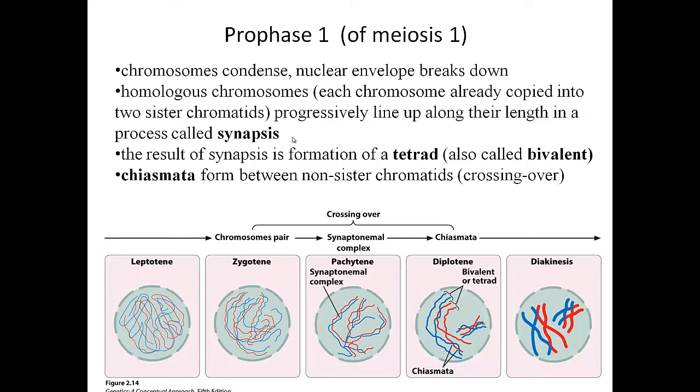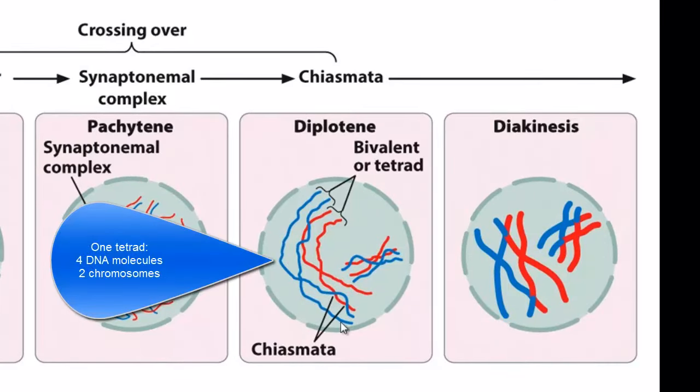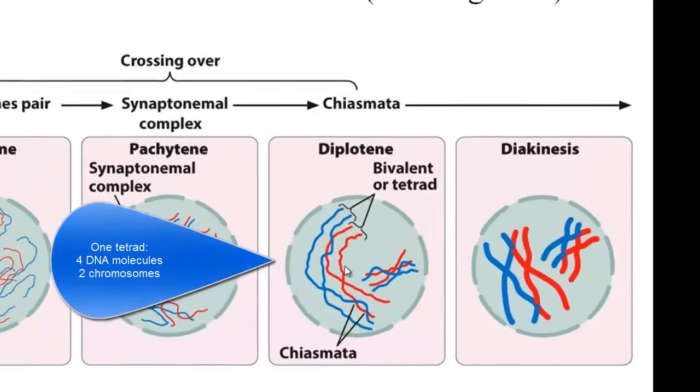Now, you'll see a couple of different names. Sometimes this is also called a bivalent. I prefer the term tetrad, and the reason is because there's actually 4 molecules of DNA. 2 sisters of one homologous chromosome have lined up with 2 sisters of the other homologous chromosome, forming this group of 4. This is shown right down here. So you have these 2 sisters in blue lining up with the 2 sisters of the homologous chromosome in red.